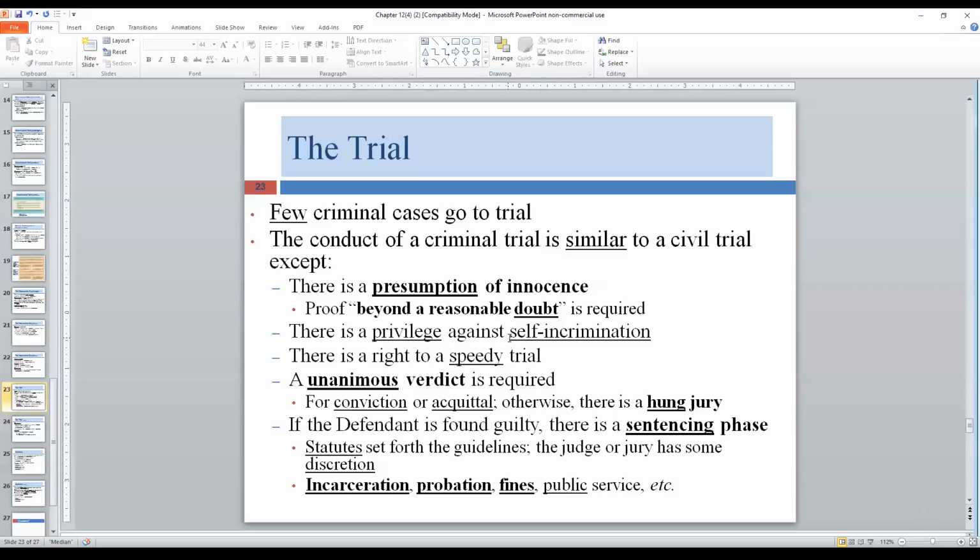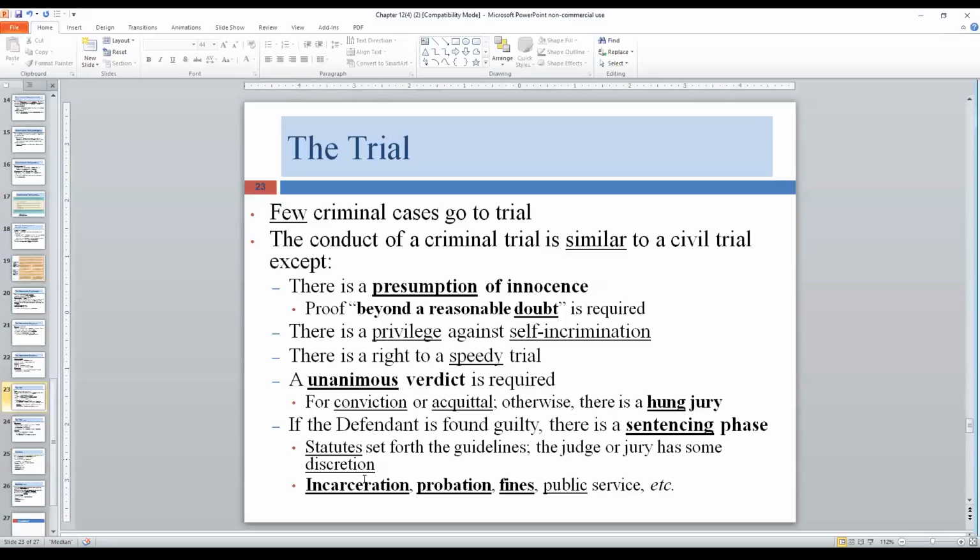Unlike the civil situation where a person can be compelled to testify, a criminal defendant has the right, has a privilege not to self-incriminate. He does not have to testify. And if he chooses not to testify, the prosecution can't comment upon his decision not to testify. Now, if a criminal defendant chooses to get on the witness stand and testify, then he will have to answer all questions. He can't assert the right against self-incrimination in one moment and then not the next.